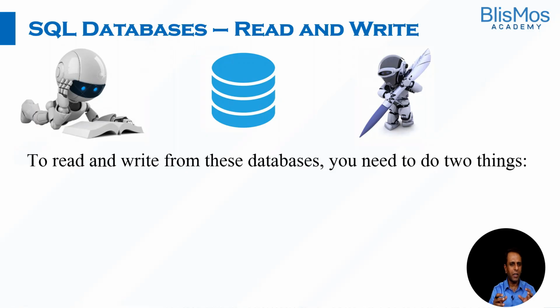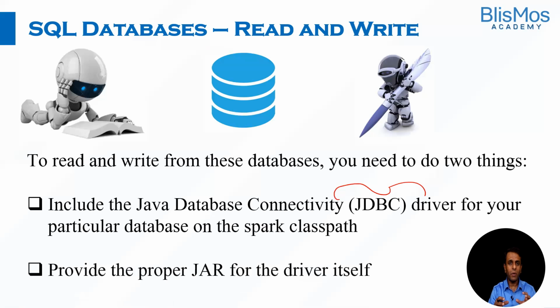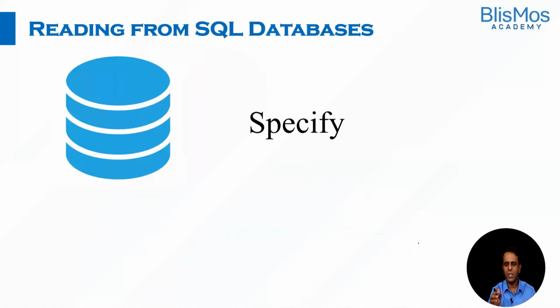To read and write from the databases, we need two things. The first and foremost thing is we need to have a JDBC driver for that database. Second thing is we need to provide the jar itself. Using the jar, we can connect to the database from which we want to read the data and create a data frame. As we understood, we've got to provide the driver on the Spark class path. Second thing is we need to provide the jar file itself. We need to provide these two things to connect to the databases through JDBC.